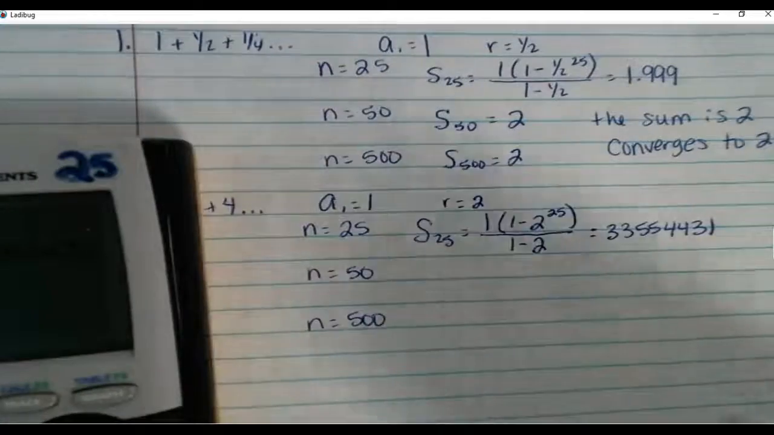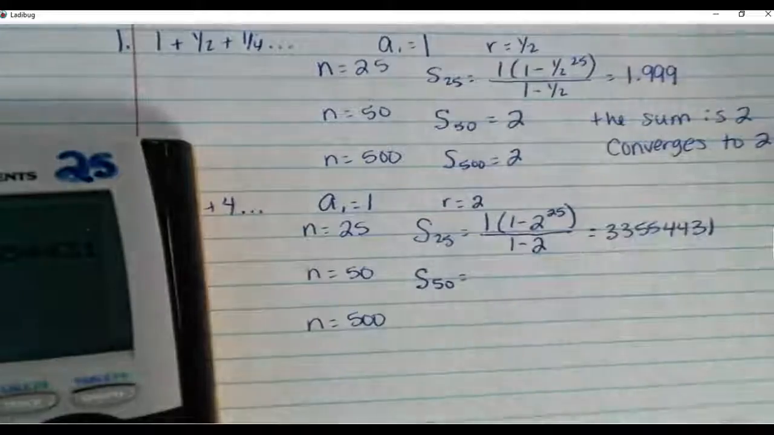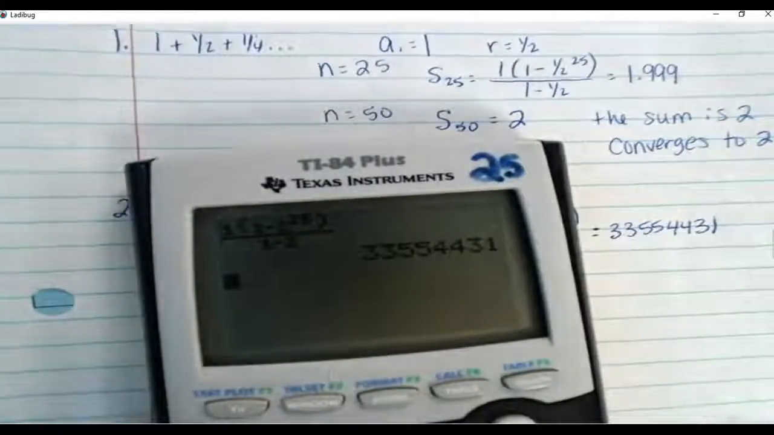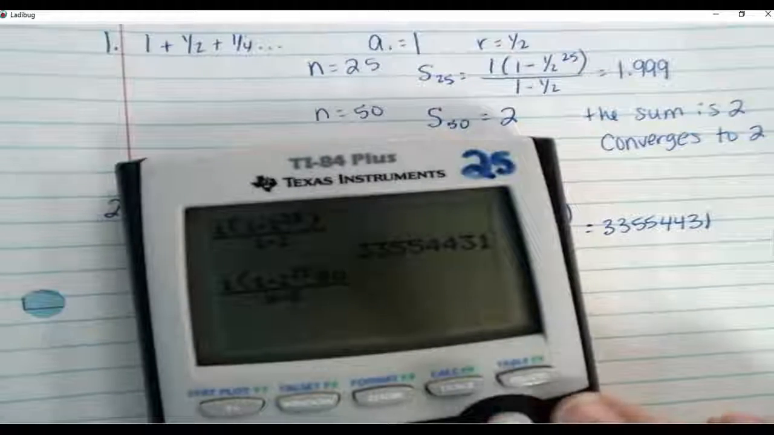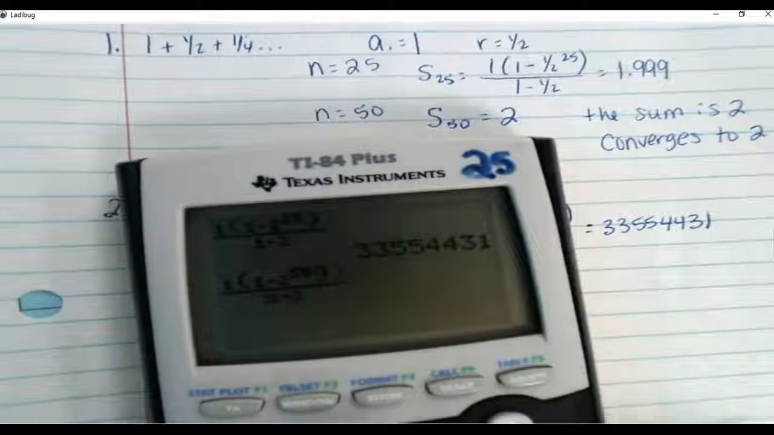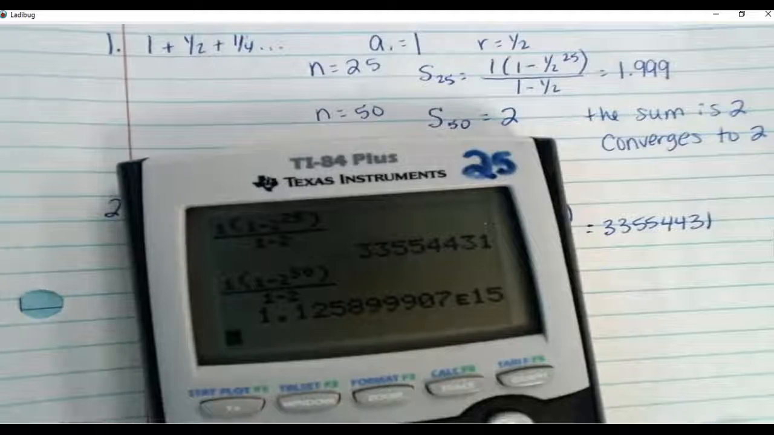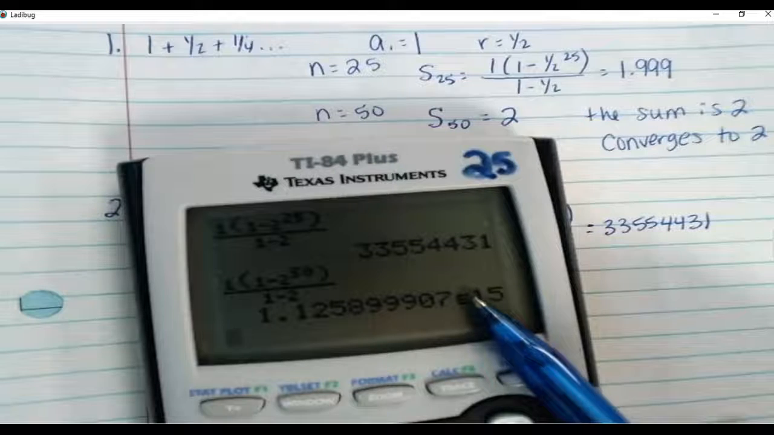Okay. So now we want the sum of the first 50 terms. Again, everything's still the same except for our exponent. So instead of 25, let's do 50. So again, you can hit second enter and just change that 25 to a 50. And in this one we get this. So when you get that e to the 15th, remember that's your scientific notation.